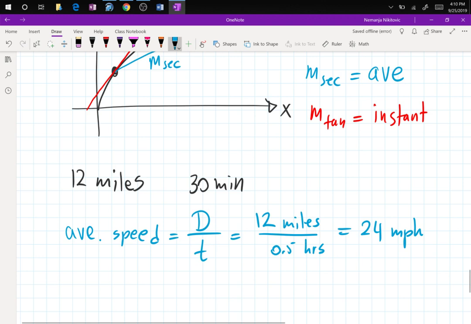See, we have the average, and that average happened over 30 minutes, but there are times when you go more than 24, and there are times that you are going less than 24. Like when you're getting into the car. The car is at 0 miles per hour. It's parked, right? So that would be the average.